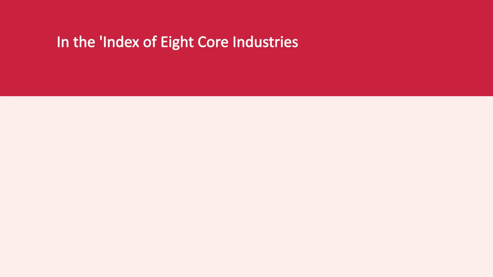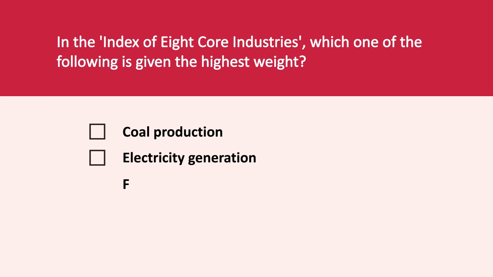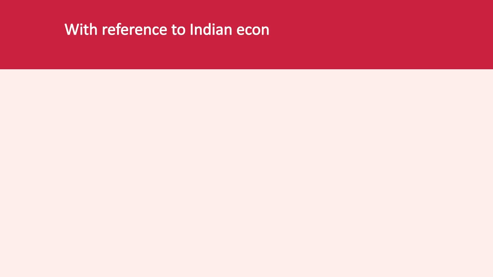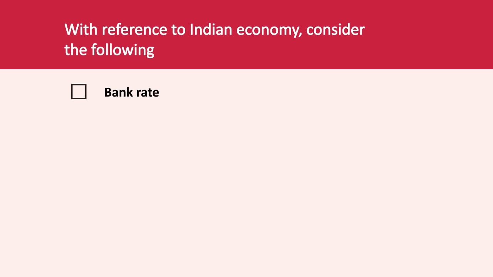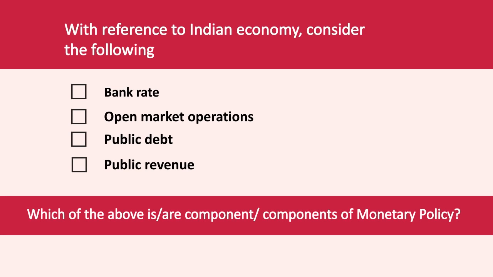The next question is curiosity-based. In the index of 8 core industries, which one of the following is given the highest weightage? Coal production, electricity generation, fertilizer production, steel production. Of course, the answer in this case is going to be electricity generation. The third one is observation based. With reference to the Indian economy, consider the following: bank rate, open market operations, public debt, and public revenue. Which of these are components of monetary policy? The answer in this case is going to be 1 and 2, that is, bank rate and open market operations.